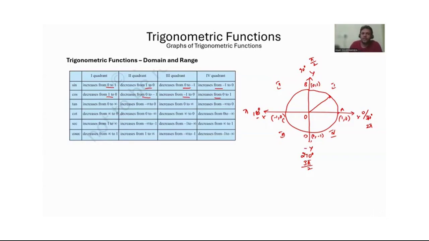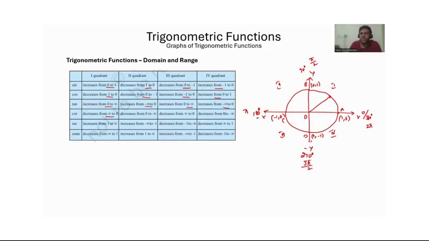Right? Similarly, tan. What happens to tan? Tan 90 is what, guys? Not defined. That's infinity, right? And tan 0 is 0. So it is increasing from 0 to infinity in the first quadrant and increasing from -infinity to 0 in the second quadrant. And similarly, it increases from 0 to infinity in the third quadrant and from -infinity to 0 in the fourth quadrant. Right, guys? And similarly cot is the reciprocal.